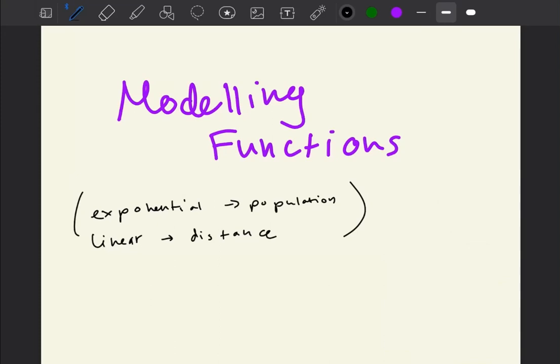Hello, and today we'll be talking all about modeling functions, and I will show you two examples, one of which is going to be exponential, and it's going to be about population, and the easier one is going to be linear, and it's going to be talking about distance.